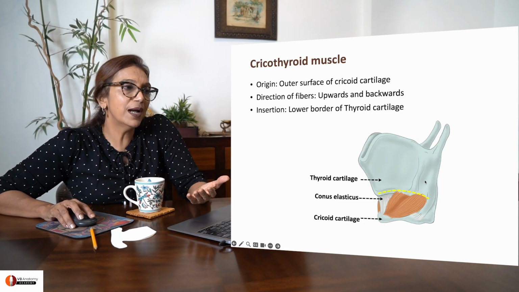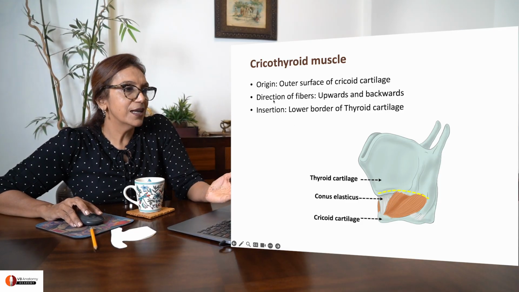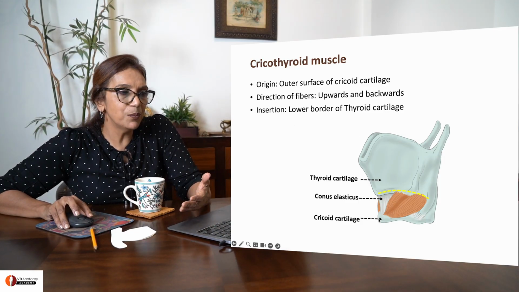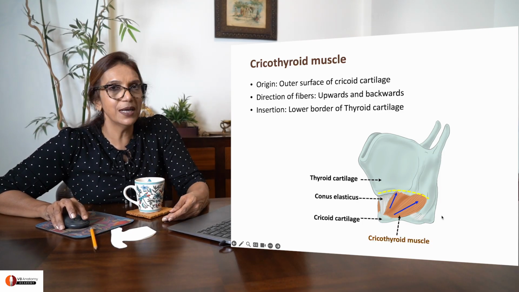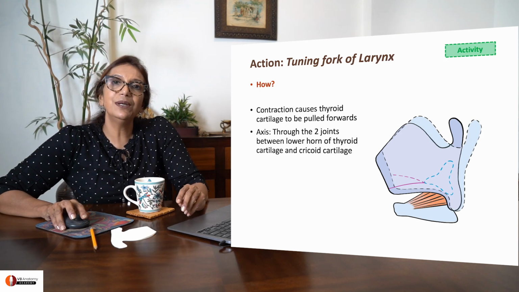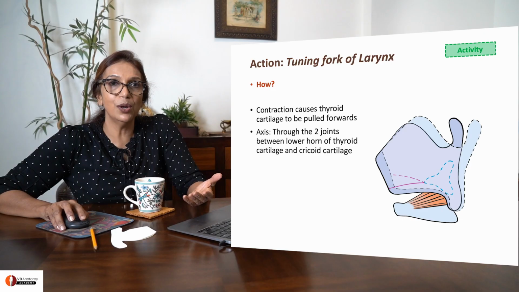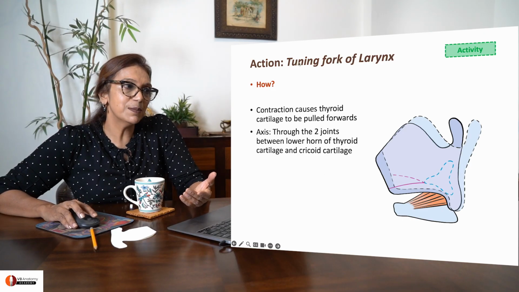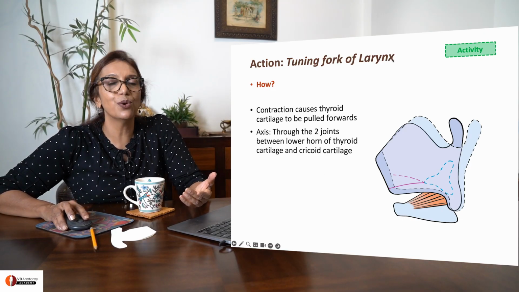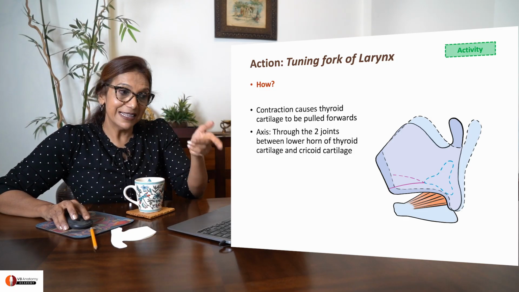So what is cricothyroid muscle? A muscle that takes origin from cricoid cartilage, with the fibers directed upwards and backwards, inserted into the lower border of thyroid cartilage. Very easy, right? So we ask ourselves, how does this act? That's what it's all about, right? So remember, this muscle is called the tuning fork of larynx. Why? Because, let's take a look.